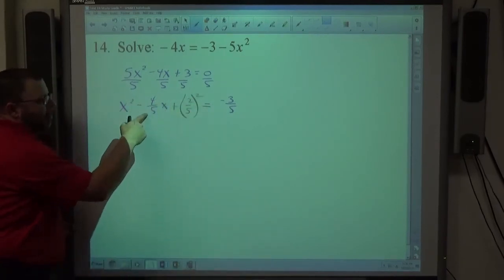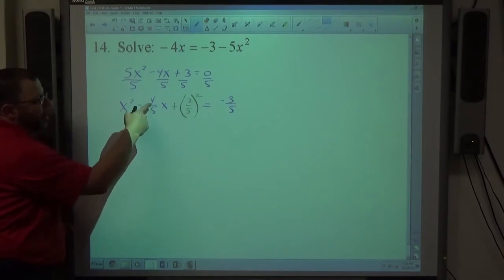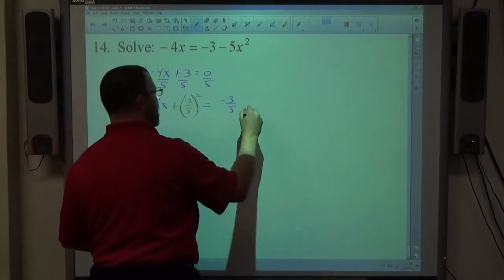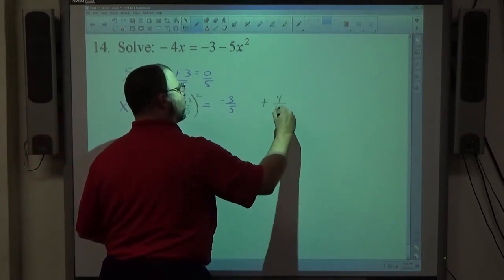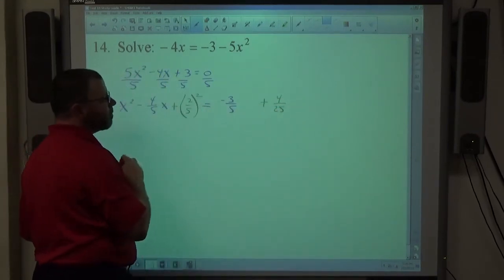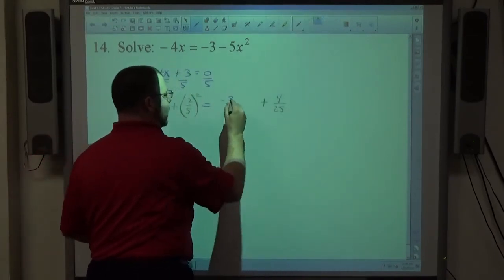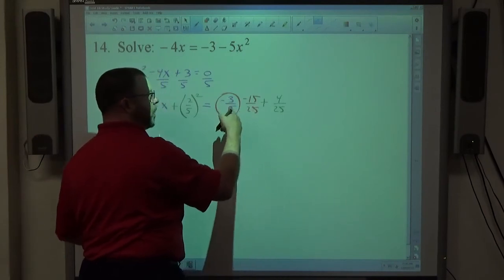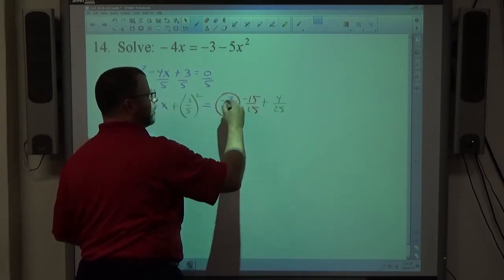We want to take half of this fraction, half the top or double the bottom. Since the top's even, halving the top is easier. So 2/5 squared, so I'm going to add 4/25, which is the same as 2/5 squared. And I need to modify this, negative 3/5, the same as negative 15/25. Multiply top and bottom by 5, get a common denominator.